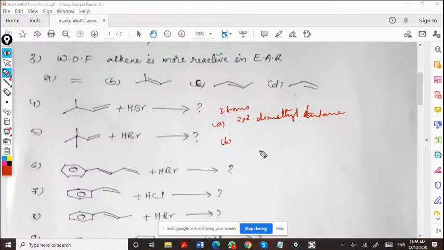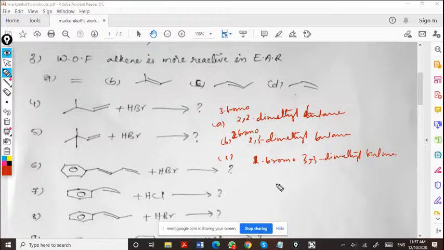Option B: 2-bromo-2,3-dimethylbutane. Option C: 2-bromo-3,3-dimethylbutane. Option D: 3-bromo-2,3-dimethylbutane.